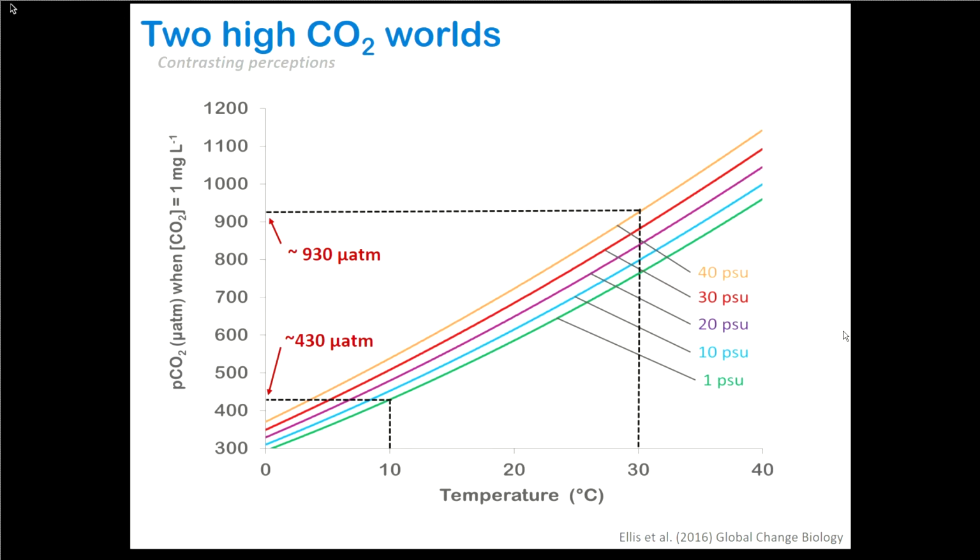So this really brings in a challenge in terms of comparing aquaculture and climate change and understanding what's currently known between these two fields. And the first thing we implore, trying to bring these two fields together, is to present both parameters. So present both in microatmospheres and milligrams per litre, so you can compare between these systems.